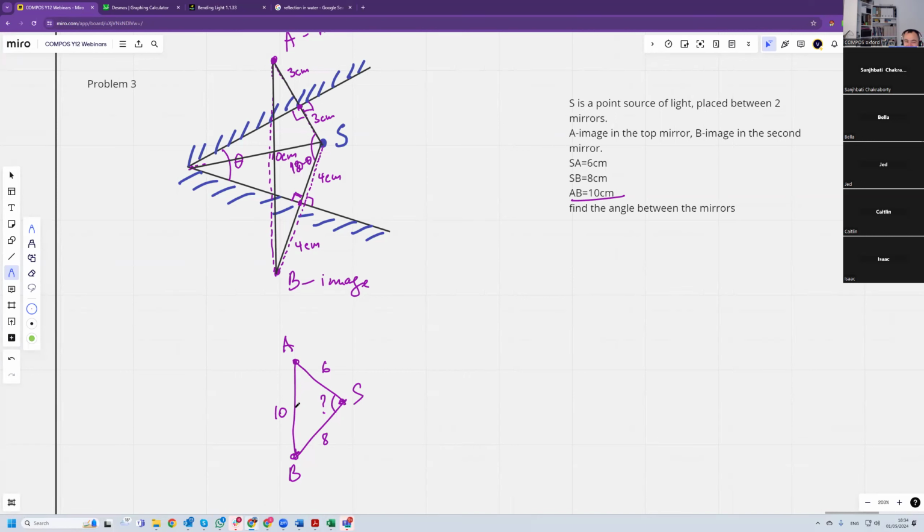No? No one? Yes, you can use the cosine rule. Abiola, why 90? Did you use the cosine rule, or did you recognize the triangle? Use the cosine rule. Okay.